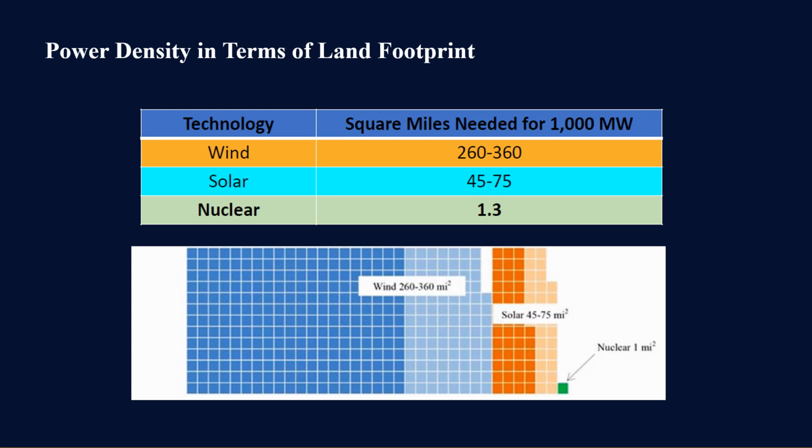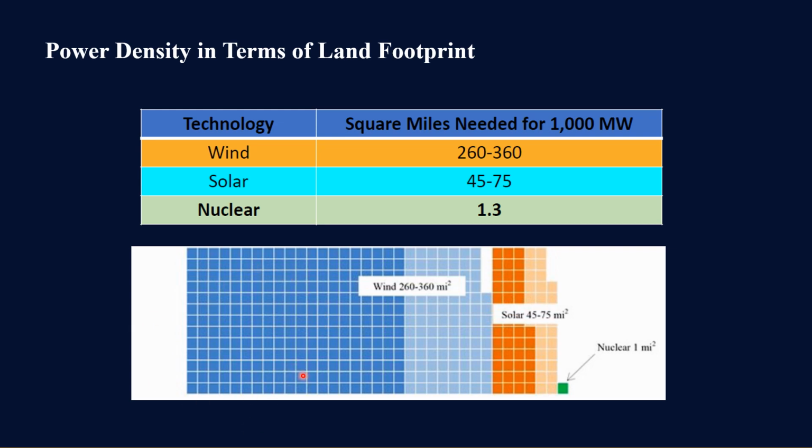Let's talk about the power density in terms of land footprint. Let's compare your wind, your solar, and then your nuclear. As you can see, for your wind, you need 260 to 360 square miles for 1000 megawatts of energy. And for your solar, you need around 45 to 75 square miles for just 100 megawatts of electricity. But for your nuclear, you only need 1.3 square miles for 1000 megawatts of energy.